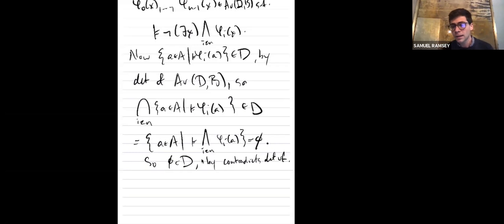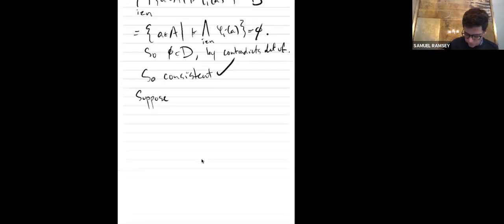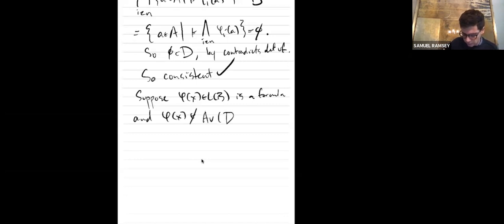Great. Now we need to check that it's complete, and this one's even easier. Suppose phi(x) in L(B) is a formula, and phi(x) is not an element of Av(D,B). So what does that mean? We found a formula that's not in there.